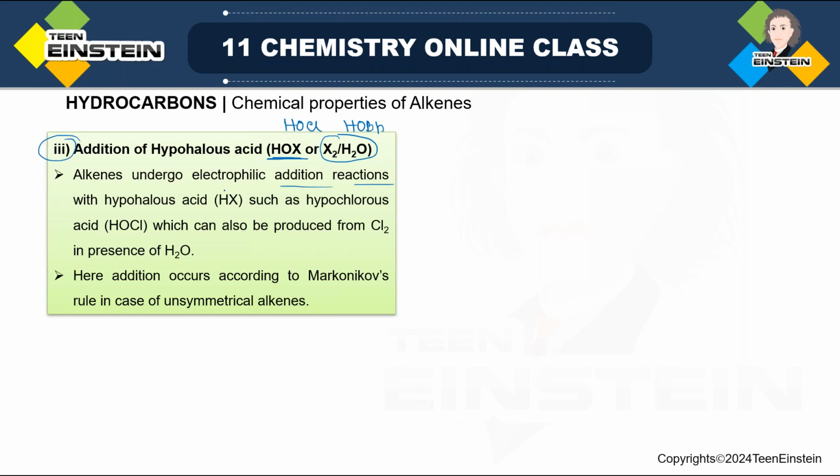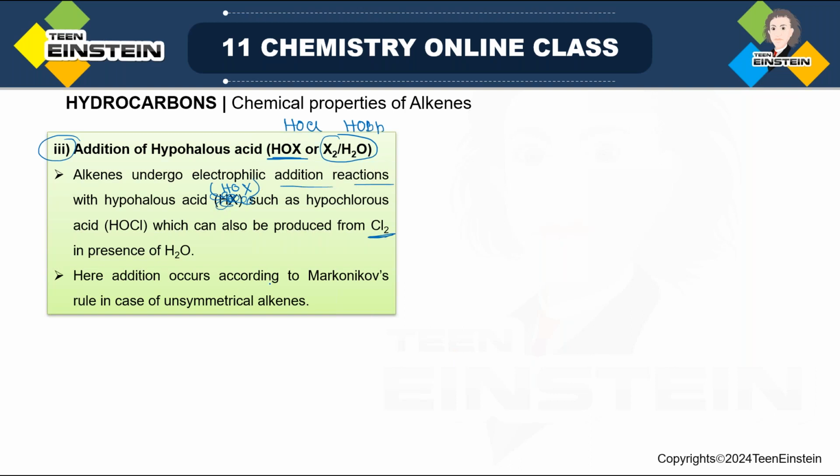Sorry, it will be HOX, not HX. HX is HCl, HBr. It is HOX. That is the general way to write it, such as hypochlorous acid, which can also be produced from the reagent combination chlorine and water.